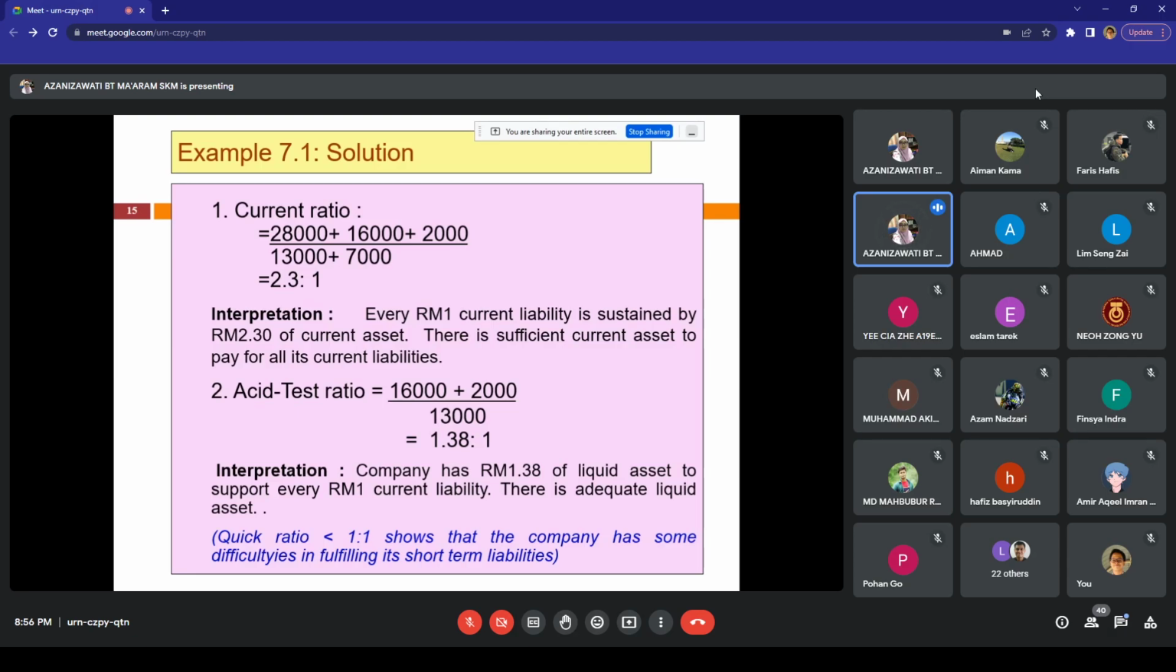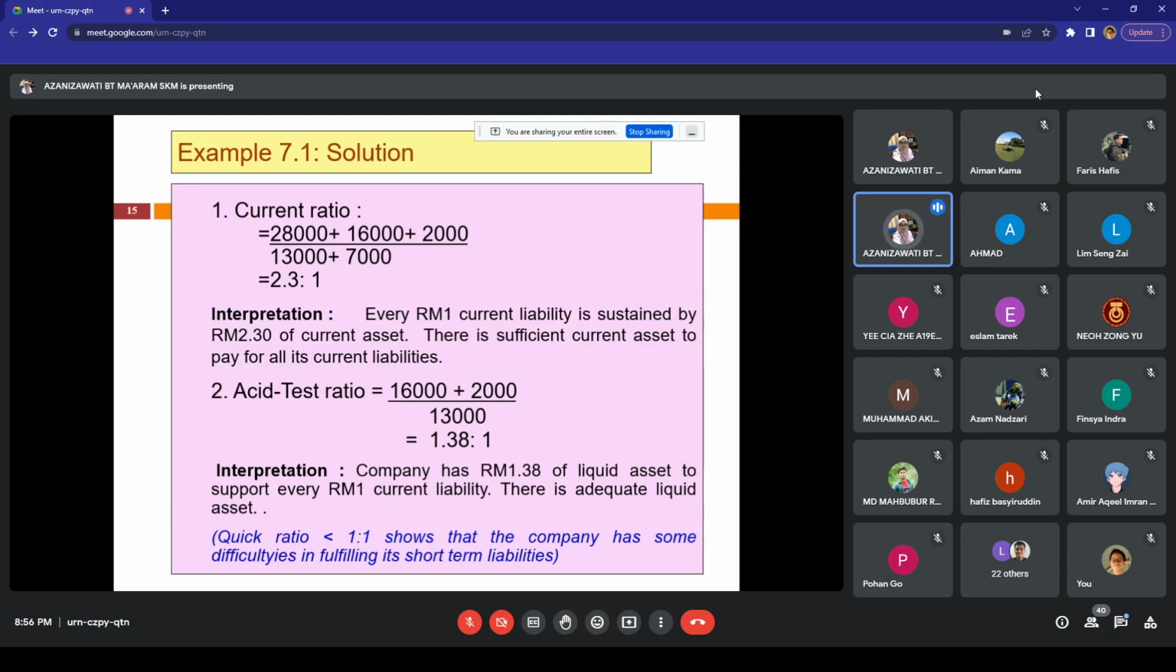Okay. But let's say the current ratio you get is less than 1. That means the current asset is not able to pay for the current liability. So the current asset must be higher than the current liability, because it counts for every one ringgit.